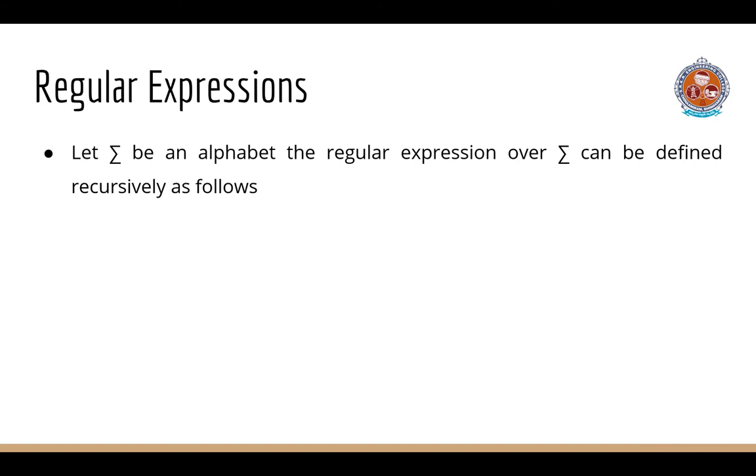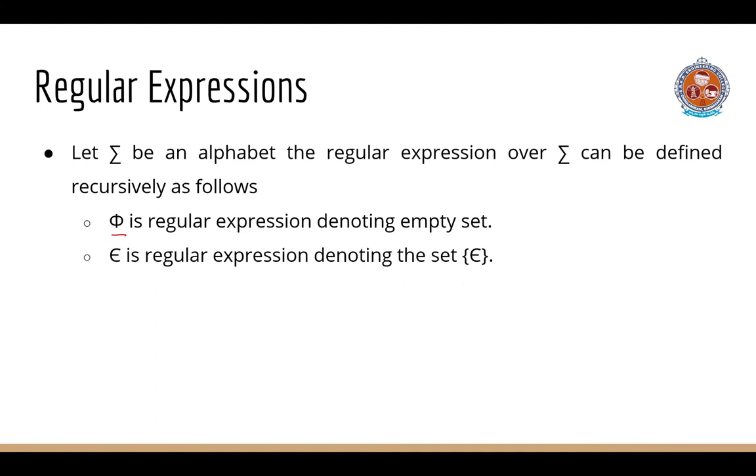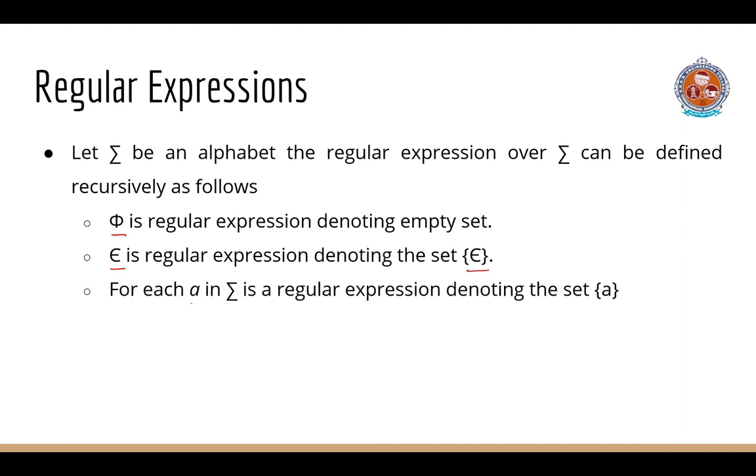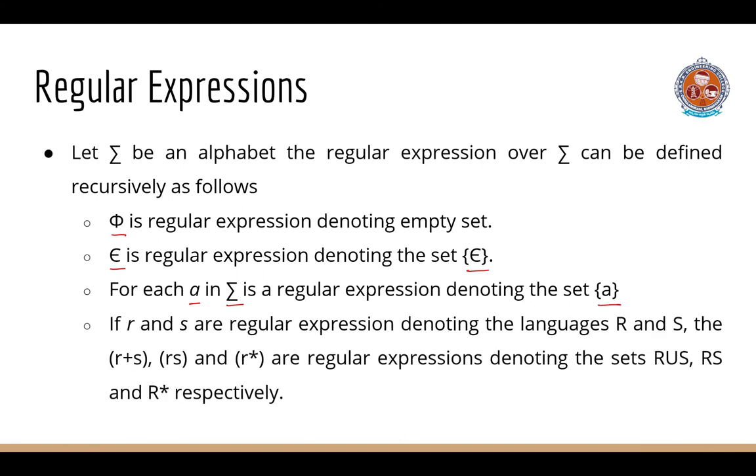So let sigma be an alphabet. The regular expression for sigma can be defined recursively as follows. So phi is a regular expression denoting the empty set. Epsilon is a regular expression denoting the set {epsilon}. For each symbol a in sigma, a is a regular expression denoting the set {a}. If R and S are regular expressions denoting the languages capital R and capital S, then R plus S, R concatenation S, and R Kleene closure are regular expressions denoting the sets R union S, R concatenation S, and R Kleene closure.